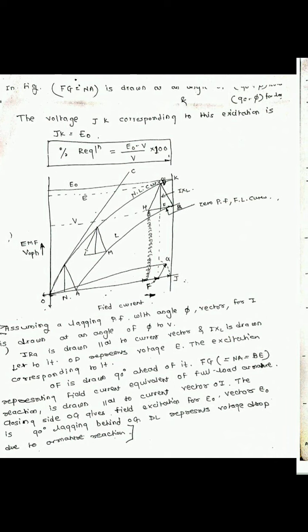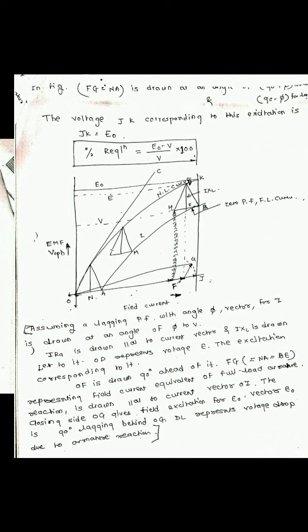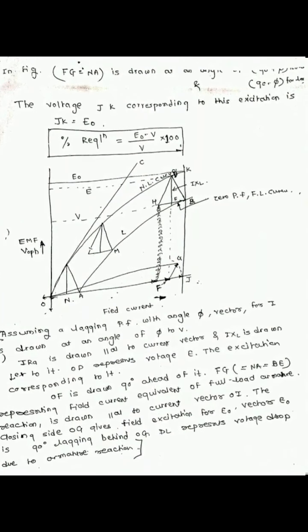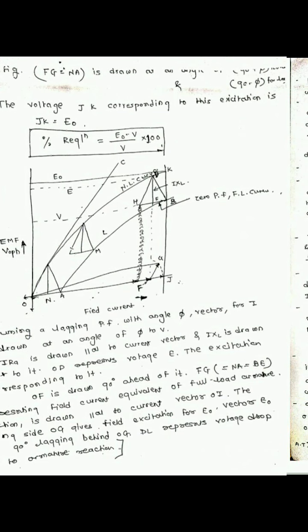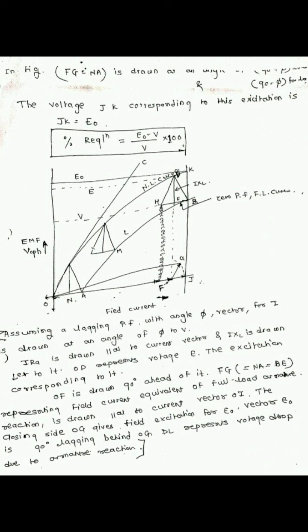The closing side OG gives the field excitation for E0. Vector E0 is 90 degrees lagging behind OG. DL represents the voltage drop due to the armature reaction. So this is the actual procedure for finding out the voltage regulation by the ZPF method. So we'll conclude the procedure.